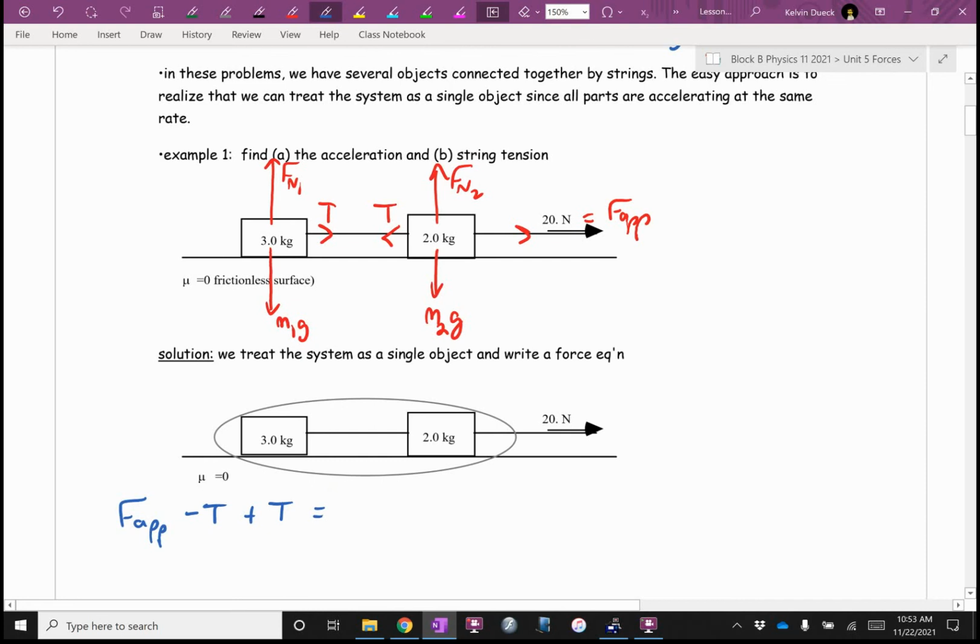Here's the tweak. Odetta, do you notice we have forces from more than one mass on the left? We have to have more than one mass on the right. M all times A. What do I mean by M all? M1 plus M2. All the masses times A.